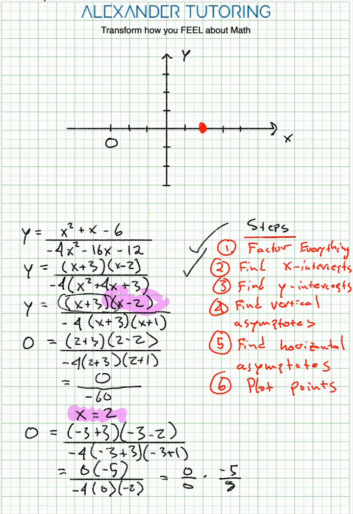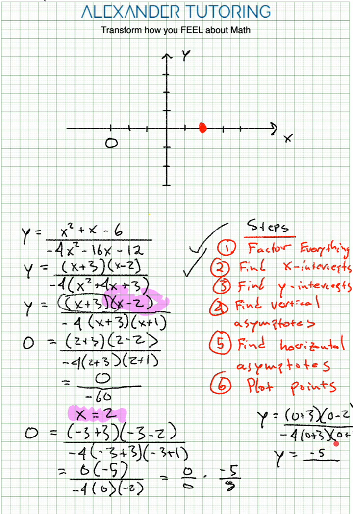For the y-intercepts, we simply set x equal to 0, so that's quite a bit easier. All we do is put 0 in for all the x's to get 0 plus 3 and 0 minus 2 over, oh, by the way, we can cancel things out now. I should have done that already. So y equals, we get -5 up top.